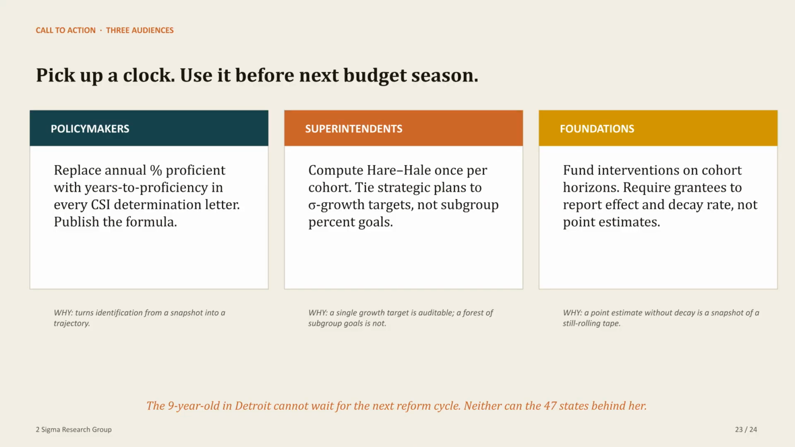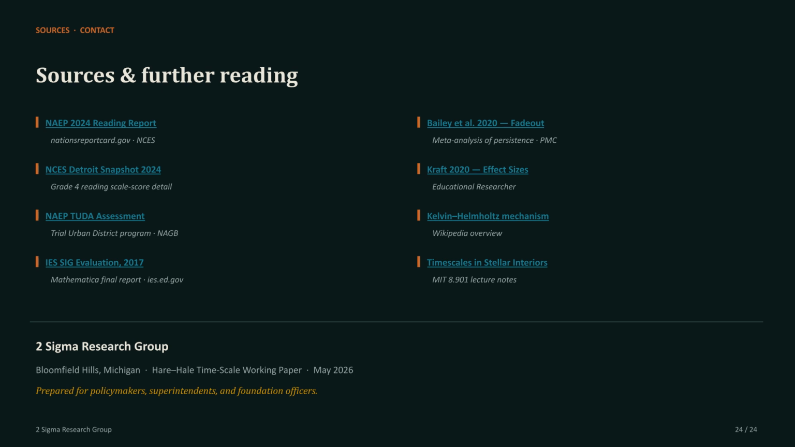Policymakers should replace annual proficiency targets with years to proficiency. Superintendents must tie strategic plans to sigma growth targets. Foundations should fund interventions on cohort horizons, requiring reporting of effect and decay rate. The time to act is now. The 9-year-old student in Detroit and the 47 stalled states cannot wait for the next reform cycle. Use a timescale before the next budget season.